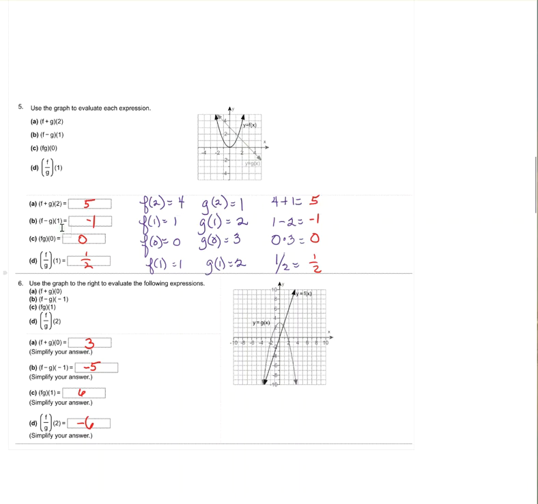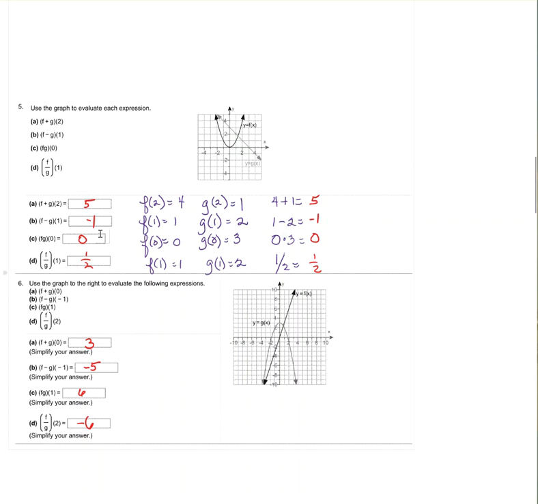F minus g of 1. F of 1, we go back to 1 on the x-axis. We move up till we're on the f. That's at 1. F of 1 is 1. And then g of 1, you're at 2. So 1 minus 2 is a negative 1.